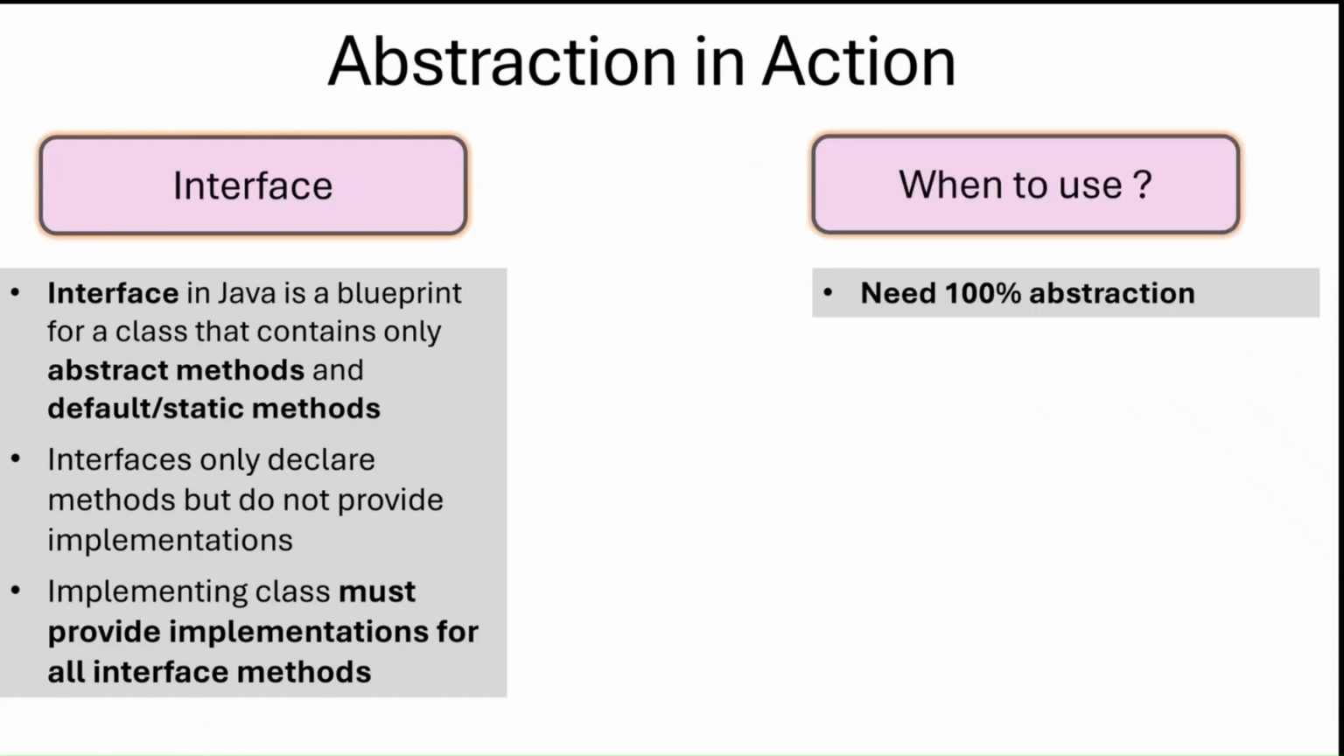When to use the interface? When we need 100% abstraction. As we said, an interface is just a template which provides the method definitions, and subclasses need to implement all the methods. So when we need this kind of 100% abstraction, meaning enforcing all the subclasses to implement certain types of methods, then we can use the interface.